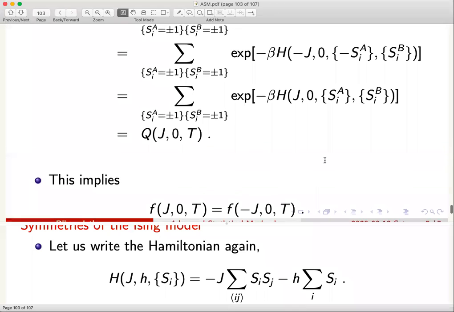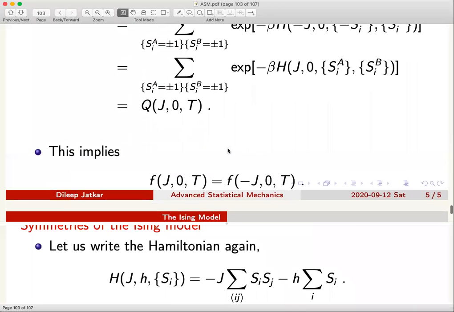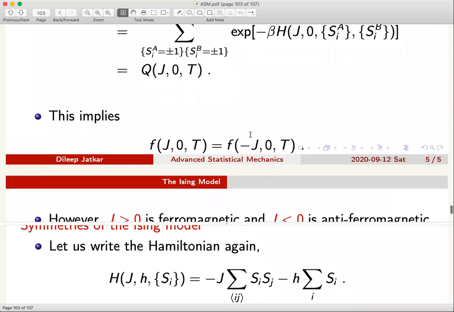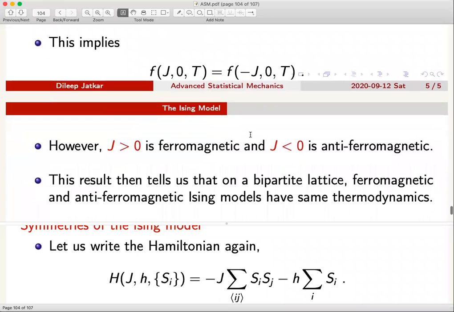Last time what we saw was that f was an even function of h. Now what we find is that f is an even function of J also. As I said, J greater than 0 is ferromagnetic, J less than 0 is antiferromagnetic. So what we conclude basically is that whenever you have a bipartite lattice, the ferromagnetic and antiferromagnetic Ising models have the same thermodynamics. Now, bipartite lattices are not very abundant, by the way.